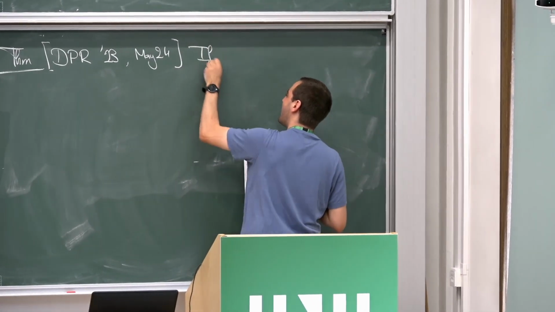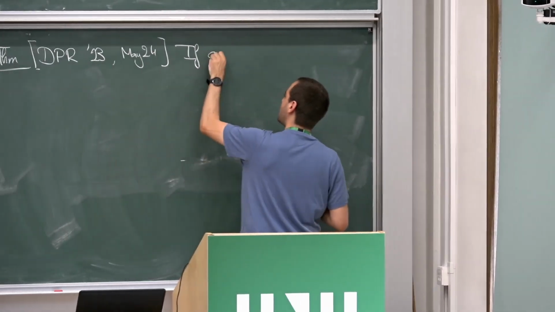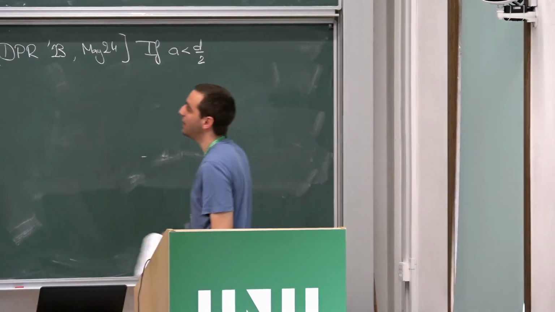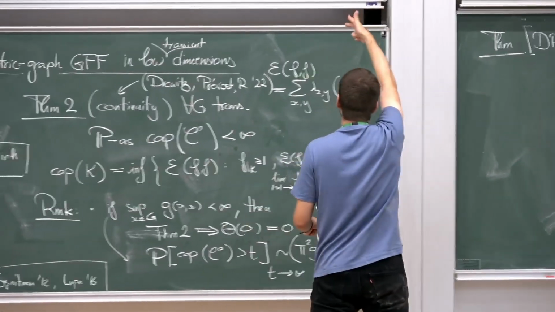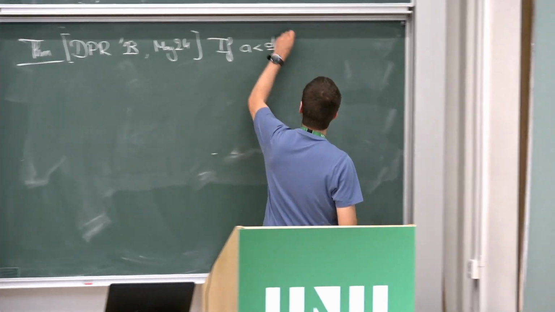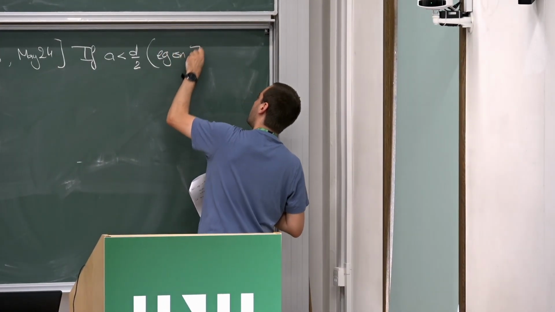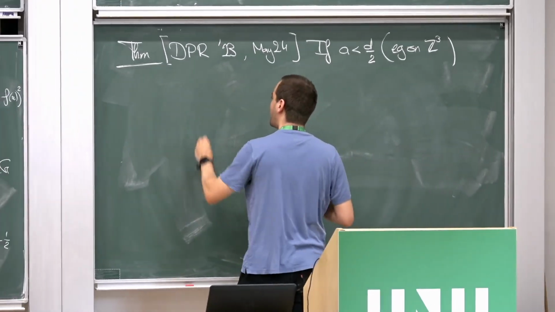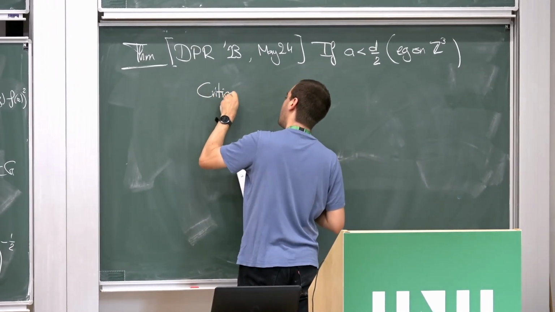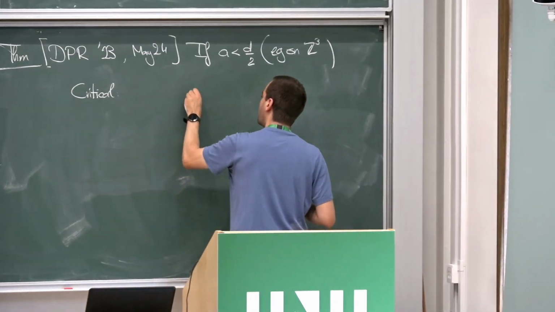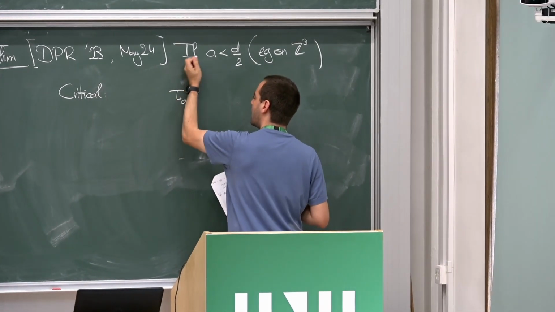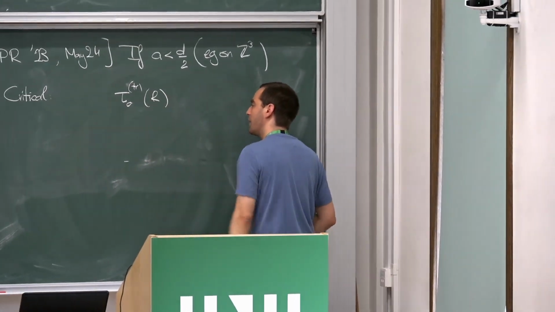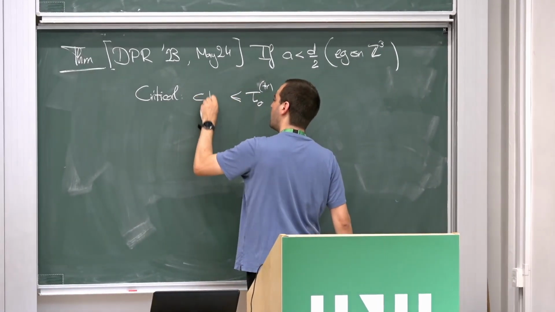So the statement is the following. If A is less than d over 2, where A and d are these two numbers that you see here, and this includes, for instance, the case of Z^3, then we can say the following. For the critical probability, I can write a truncation or I can just forget about it, it makes no difference. So this indeed decays up to a constant.